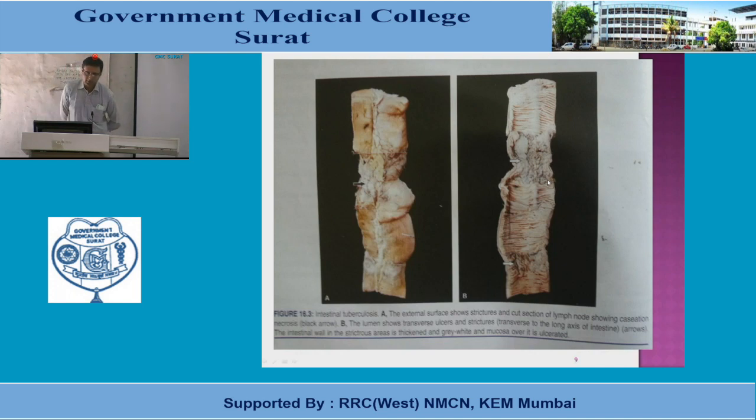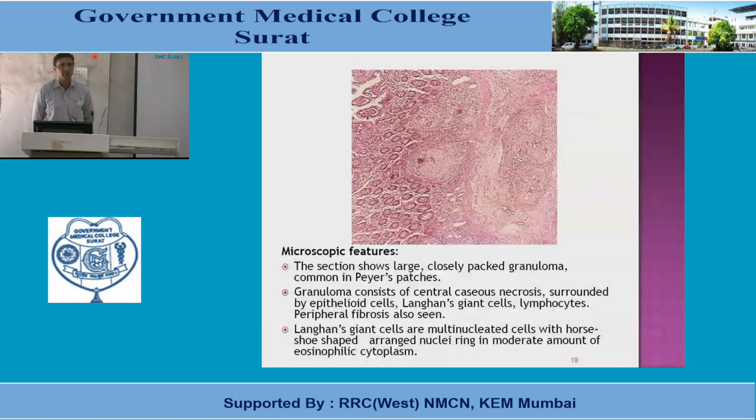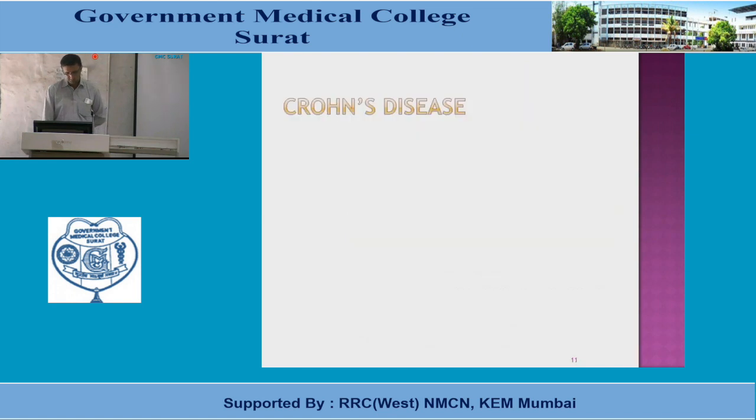Now in microscopic examination there are features of tuberculosis. Mostly there is central caseating necrosis which is surrounded by lymphocytes, plasma cells and Langhans type of giant cells, which are further surrounded by fibrosis. Langhans giant cells are multinucleated cells with horseshoe-shaped arranged nuclei ringing a moderate amount of eosinophilic cytoplasm.